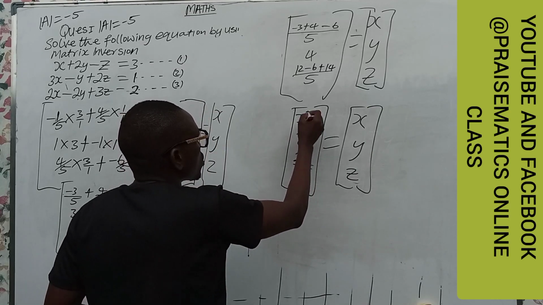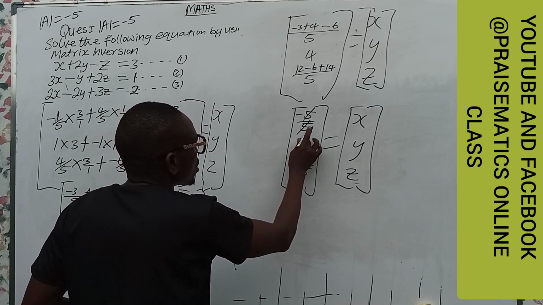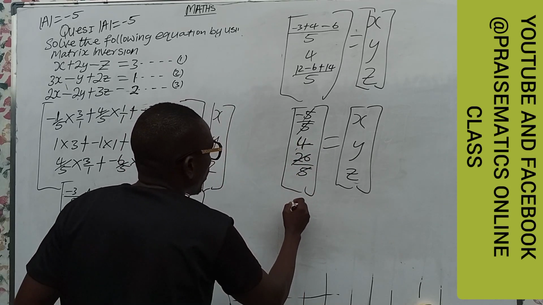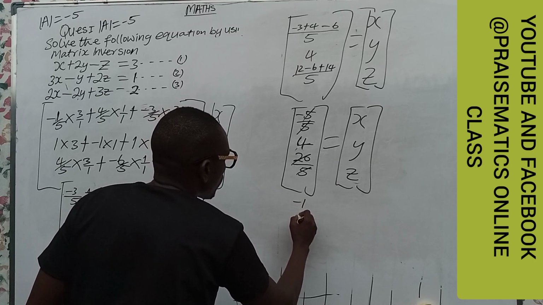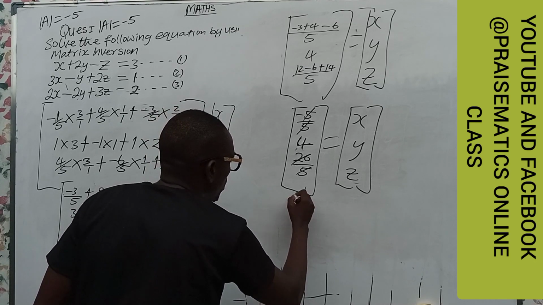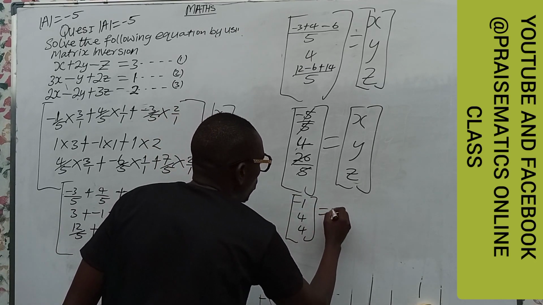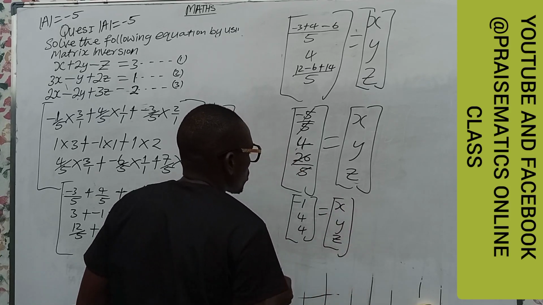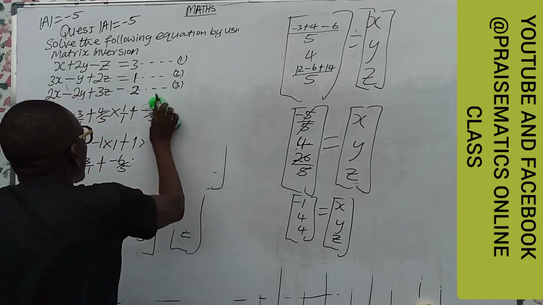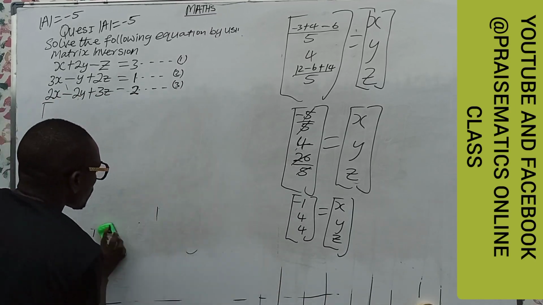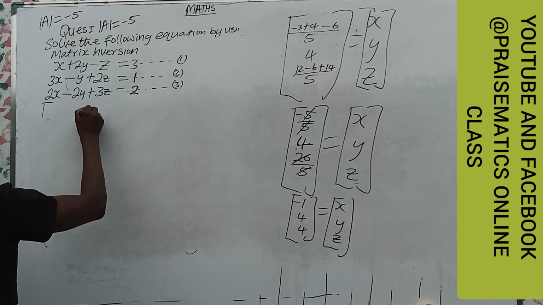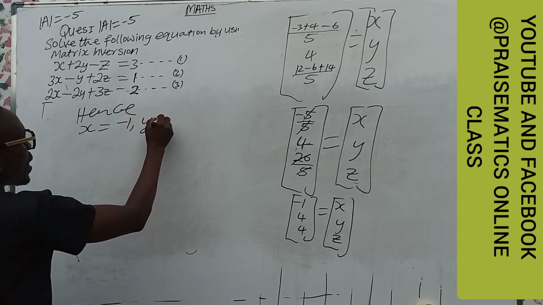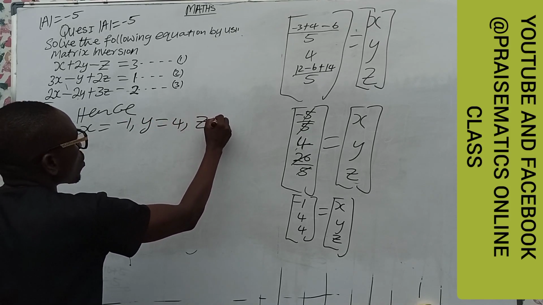Now this will cancel, we have 4 here, and this one will cancel. Finally, we have minus 1, 4, and 4, equal to X, Y, Z. So hence X equals minus 1, Y equals 4, and Z equals 4.